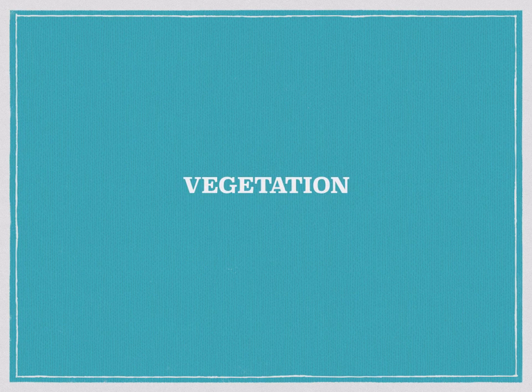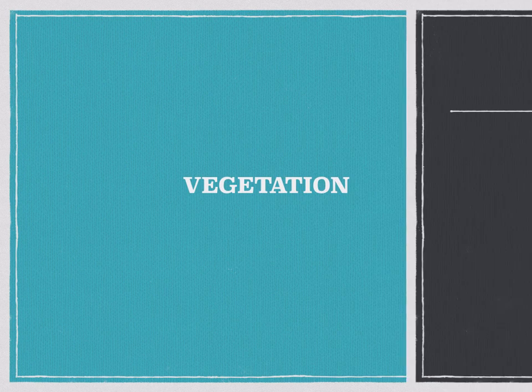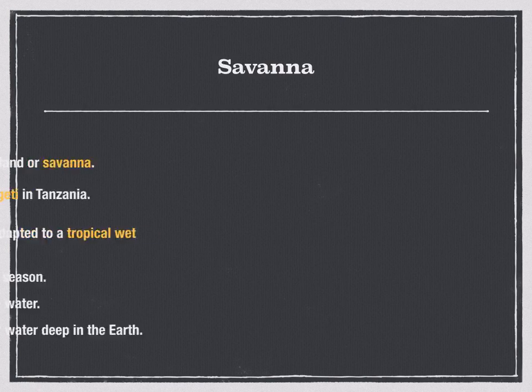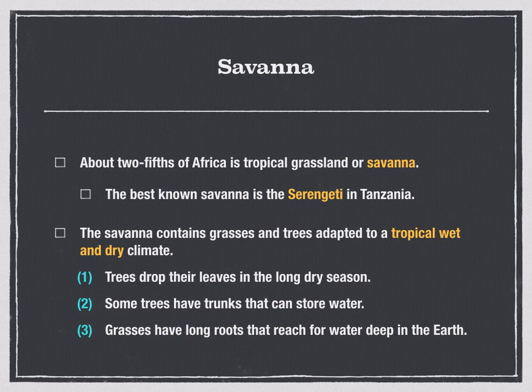Vegetation. Savanna. About 2/5 of Africa is tropical grassland, or as they call it, the savanna. And the best known savanna is the Serengeti in Tanzania. The country is Tanzania. The name of the savanna is Serengeti.